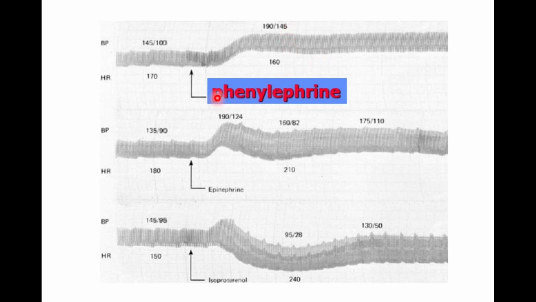Injection of phenylephrine increases both systolic and diastolic blood pressure, as you can see. As the blood pressure rises, it activates baroreceptors in the aortic arch and results in reflex bradycardia. As you see, the heart rate is reduced.